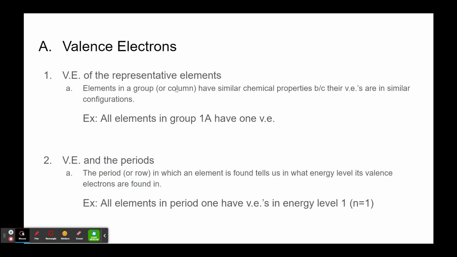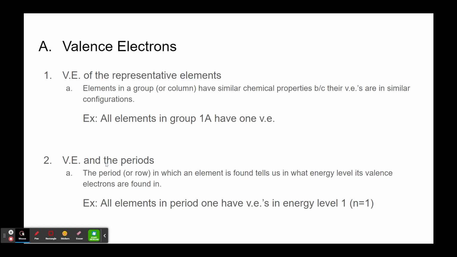So, elements in a group or a column have similar chemical properties because their valence electrons are in similar configurations. So, for example, all elements in group 1A will have one valence electron, all elements in group 2A will have two valence electrons, and so on and so forth.